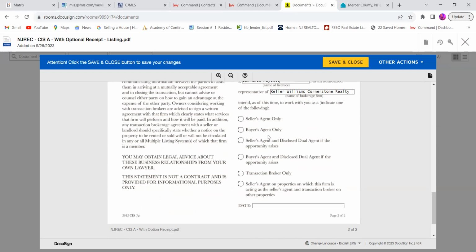Anyone? The third one, seller's agent and disclosed dual agent? Yeah, absolutely. Every time. Now, if I was working as a buyer's agent, which button should I hit? Right below that. Absolutely. And the reason for that is, let's say you are a buyer's agent, right?